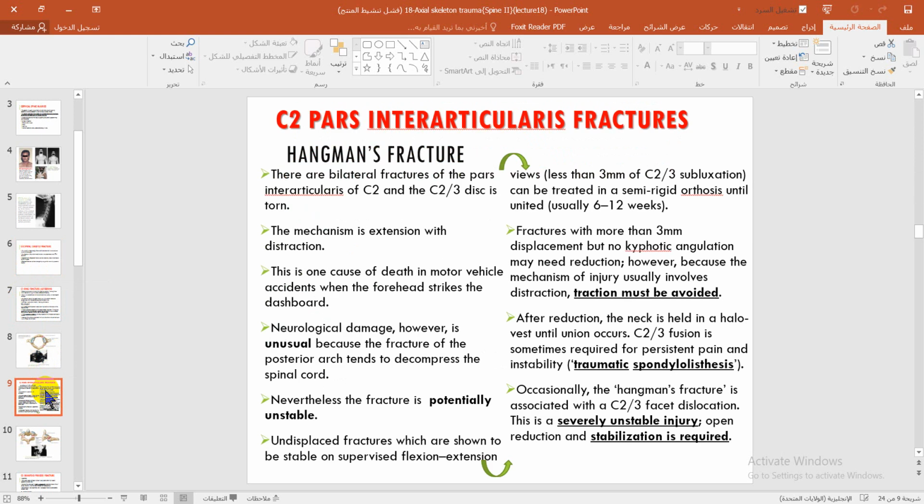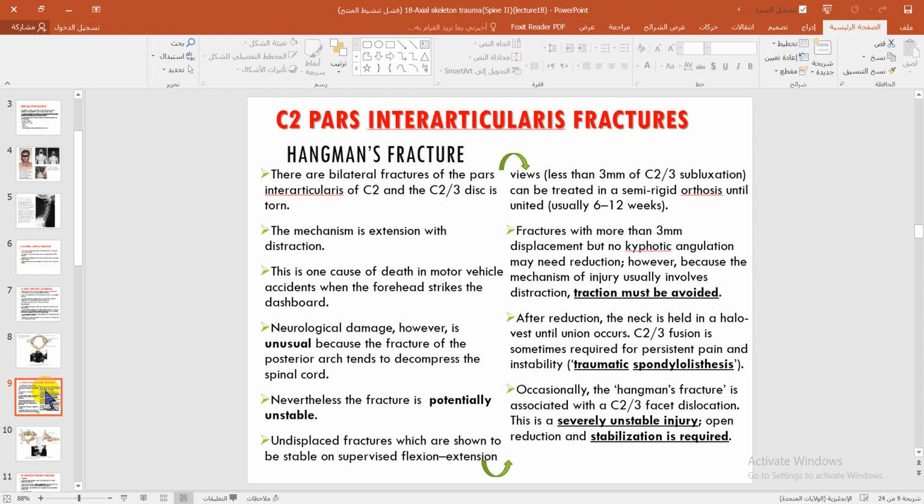C2 fracture: we have two types of C2 fracture, either fracture of the odontoid process or fracture of the posterior element, which is called pars interarticularis fracture. Here it's called Hangman fracture. There are bilateral fractures of the pars interarticularis of the C2, or the C2-C3 disc is torn, and the mechanism is extension with distraction. Extension and distraction: hanging.